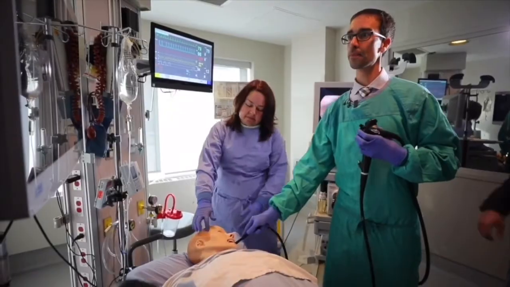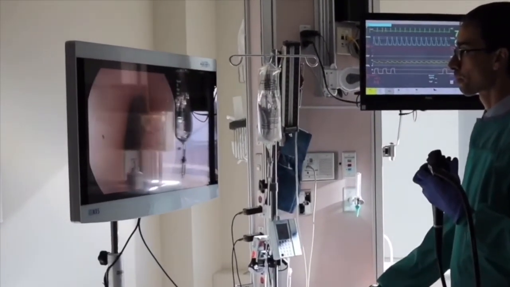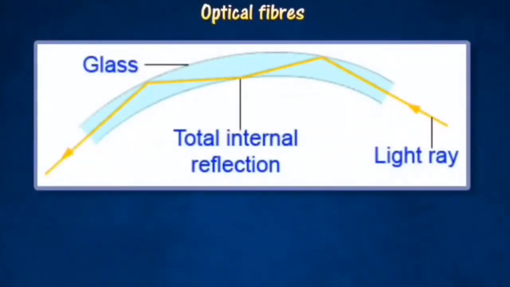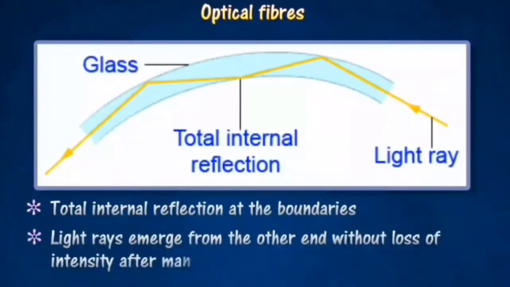Each single glass fiber is coated with a thin layer of another type of glass of lower refractive index. Rays entering the interface between the two glass surfaces at angles of incidence greater than the critical angle undergo total internal reflection. After many repeated total internal reflections at the wall, the light rays emerge from the other end without loss of intensity. A bundle of parallel fibers is used to construct an optical transmission line for transferring the image of an object from one point to another.